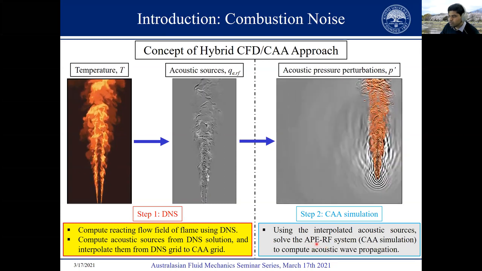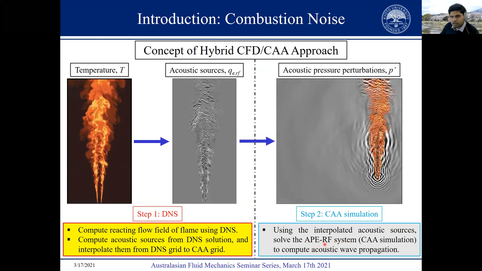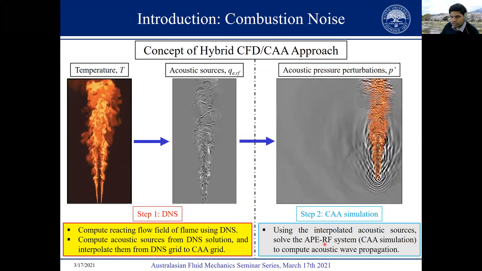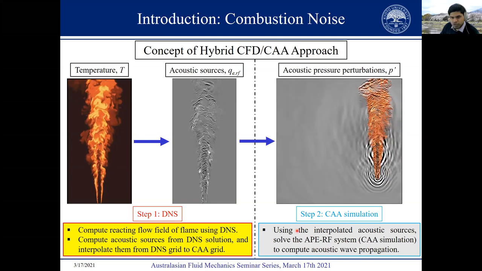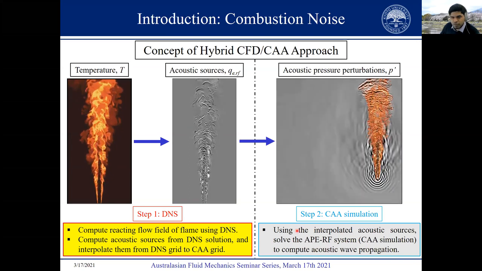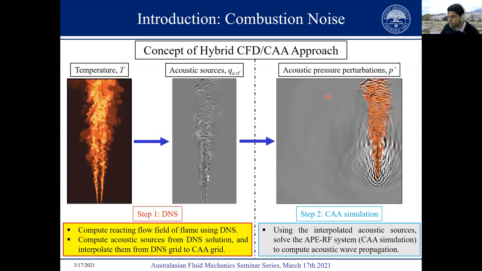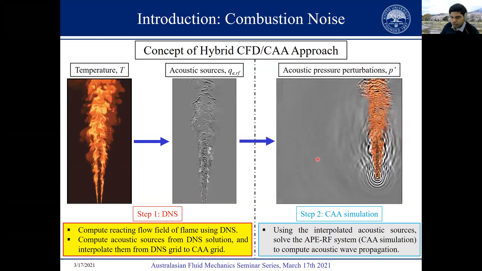So basically in this simulation, you are solving a system of equations called APE-RF. These are kind of like linearized Euler equations, but not exactly, it's slightly different. So you solve this system of equations which governs the acoustic wave propagation. And this way you can calculate and predict combustion noise.